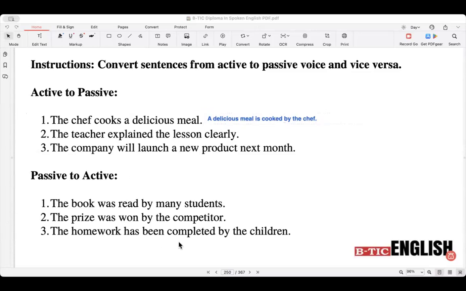Okay. Next, the teacher explained the lesson clearly. The lesson clearly explained by the teacher. No. The lesson was clearly explained by the teacher. Fine. Next, the company will launch a new product next month. A new product next month will launch by company. A new product will be launched by the company next month.